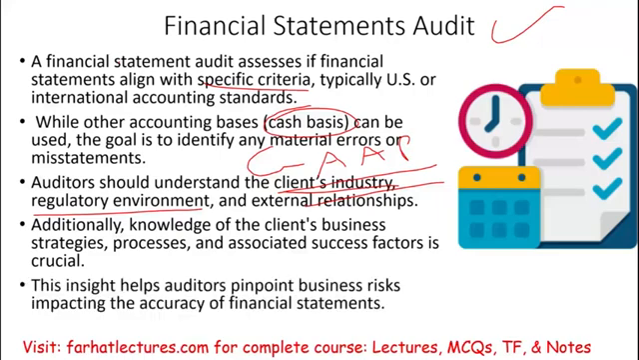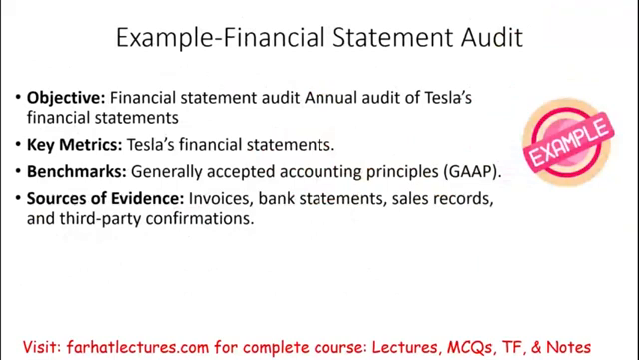And this insight, this knowledge, helps the auditor pinpoint business risks, because that's what they are concerned with, that's impacting the accuracy of the financial statements. Because at the end of the day, we're looking for what? Errors, material errors, and fraud. An example of a financial audit would be auditing the financial statements of Tesla. Well, we're looking at their financial statements and the standard we follow is GAAP. We're looking at evidence, sources of evidence: invoices, bank statements, sales records, third-party confirmations, and so on and so forth.